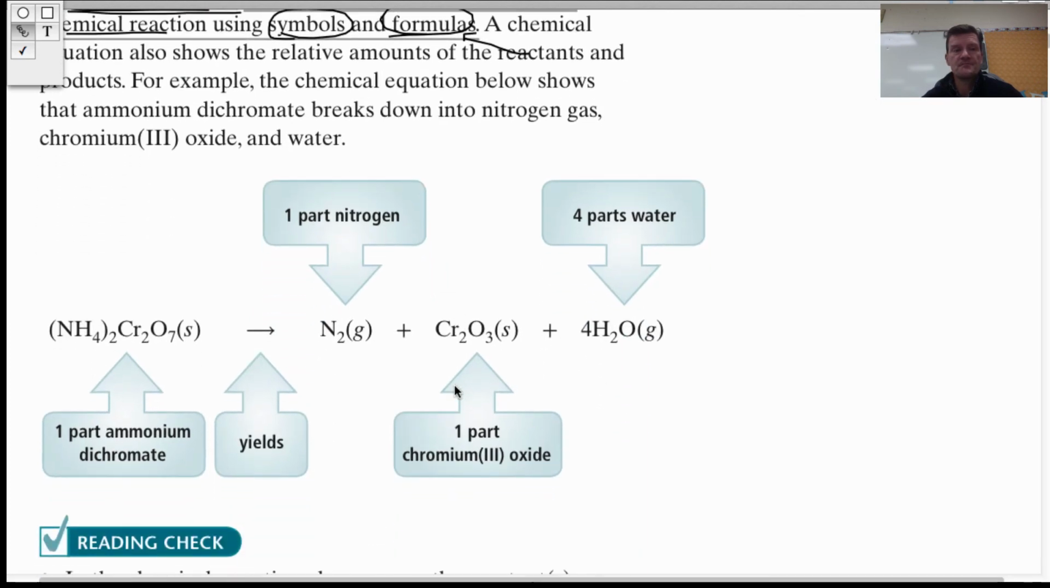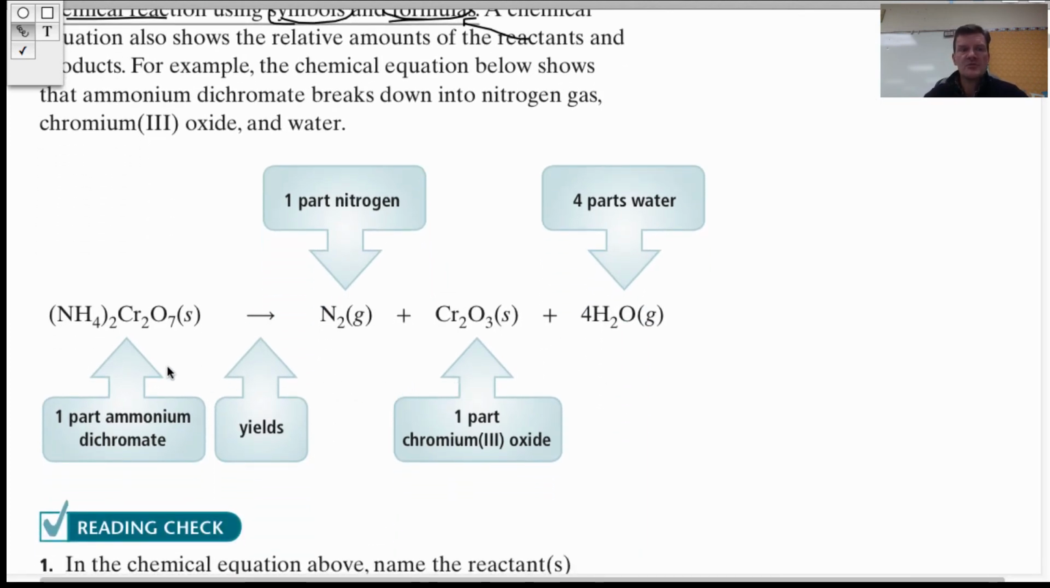So here's an example. Let's say this reaction is happening right here. This is ammonium dichromate. If you remember, this is a polyatomic ion right there, and here's another polyatomic ion. And that S right there tells us it is a solid. This is our ionic compound, 2 polyatomic ions. So we have 1 part ammonium dichromate. You know it's 1 part because it's not written, but there could be a 1 in front of this. That means you've got 1 of these compounds. It's an ionic compound, not a molecule.